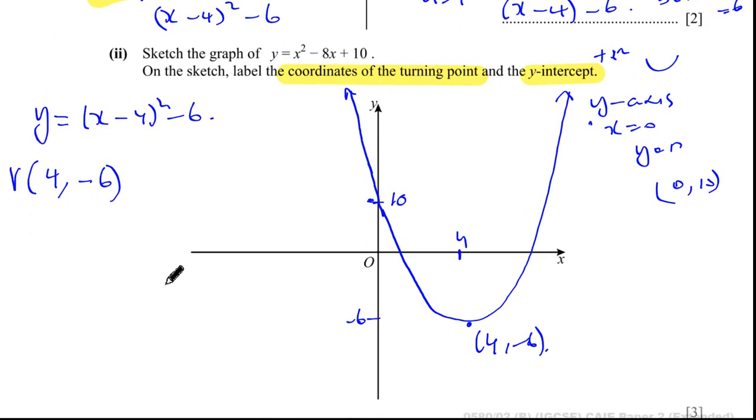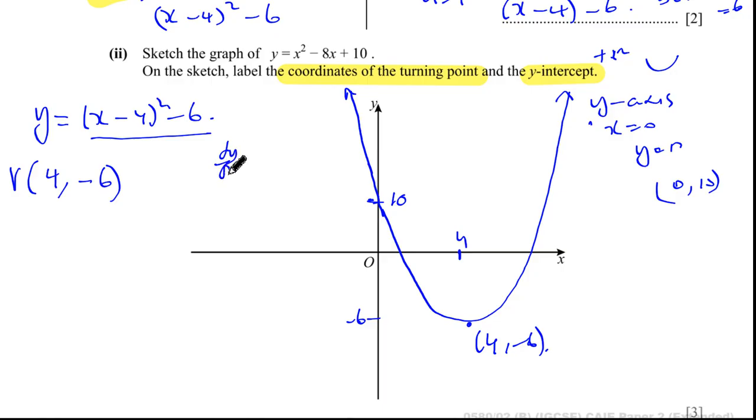Now, some people will ask, when we write it in this form, why is this the turning point? We can also find the turning point by differentiating. But because we already wrote it in this form, it's easy to just use that form. But if you wanted to do it by differentiation, you could.